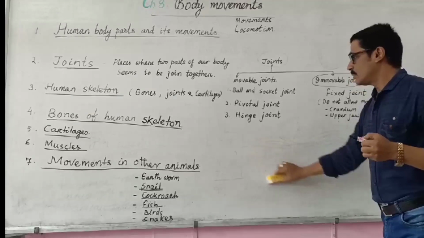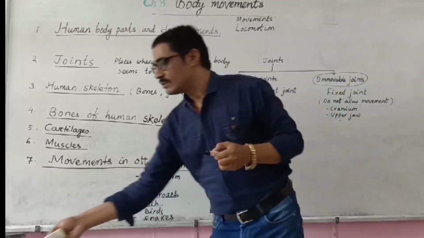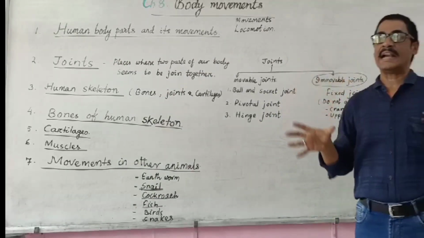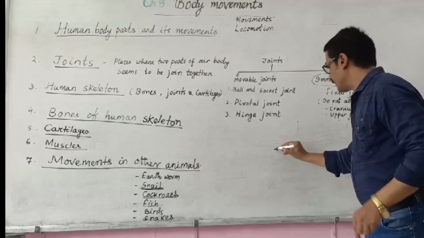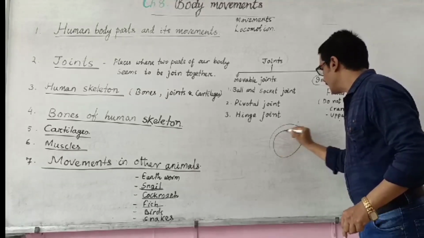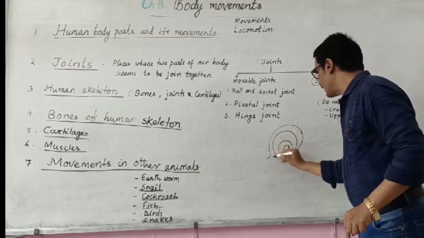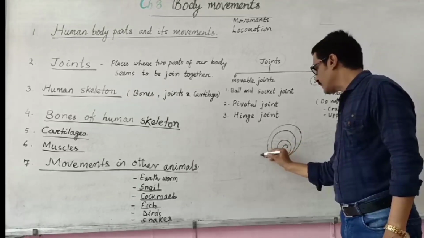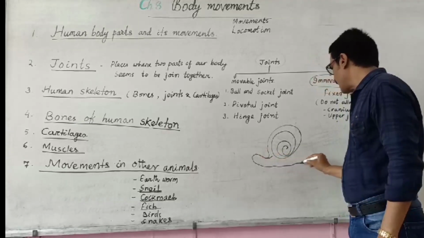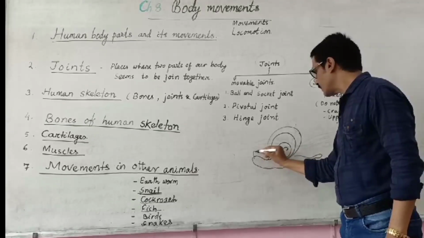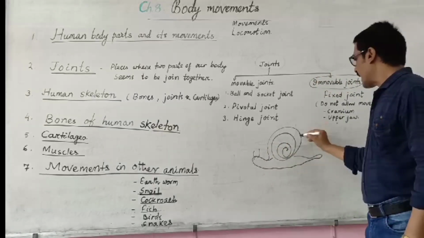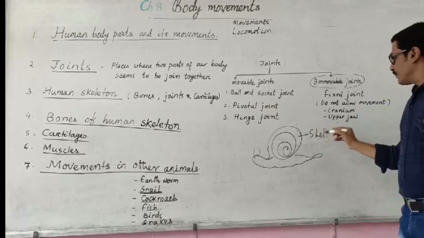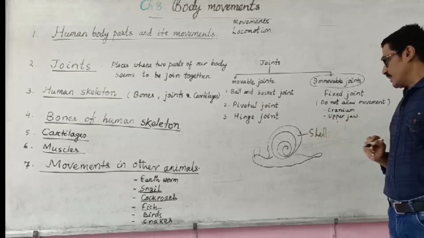Now, let us come to know about the snail. You know, the snail has a very soft body, but there is an outer hard covering. This hard covering is known as the shell. When it walks, it comes out of its body from this hard covering. This shell is made up of calcium carbonate.